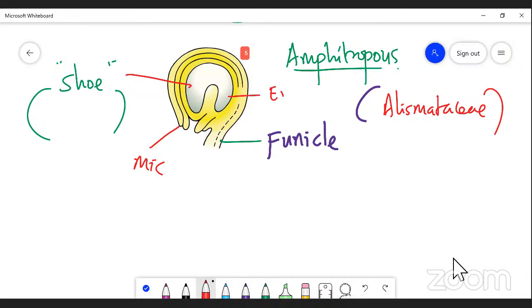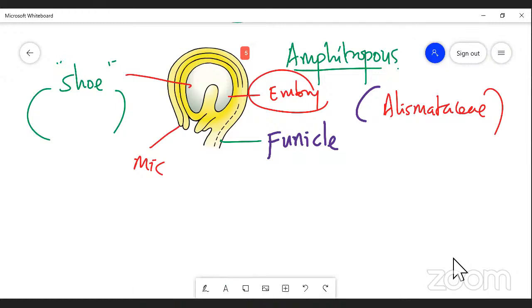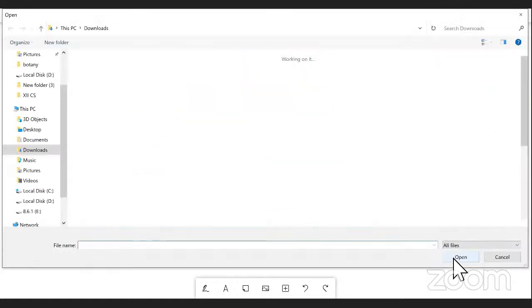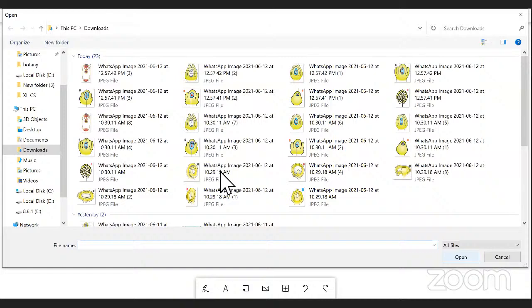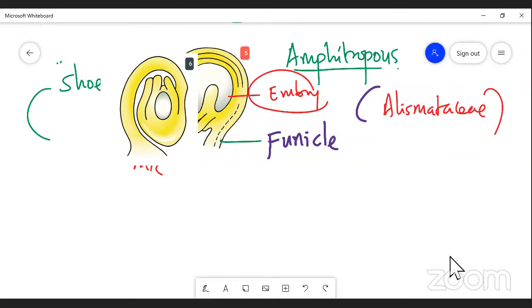The embryo sac is found at the center, and by its growth it forms a horseshoe shape, right? This kind of ovule is found in the Alismataceae family, right? The next and last type is the Succinotropous ovule. The last category is absolutely inverted more than once. That is called a Succinotropous ovule.